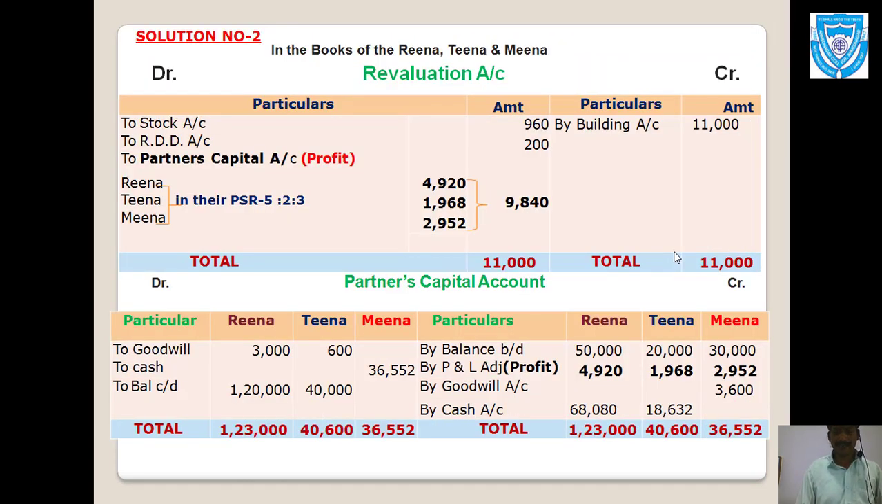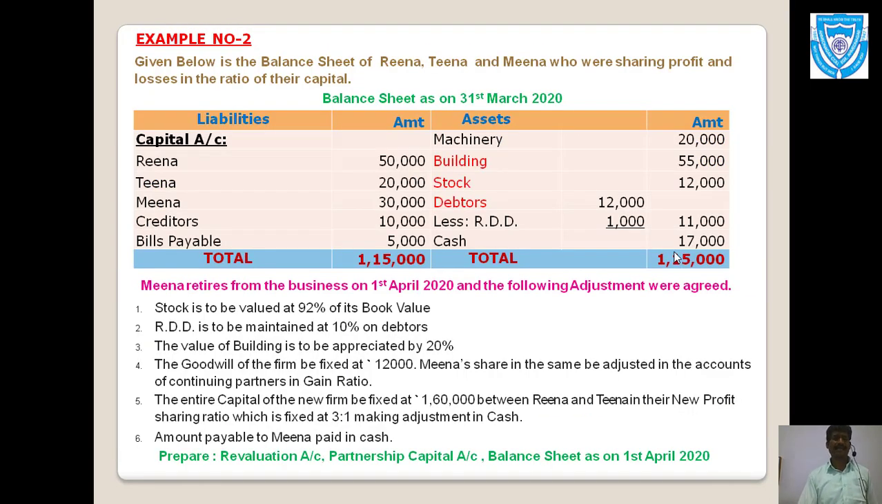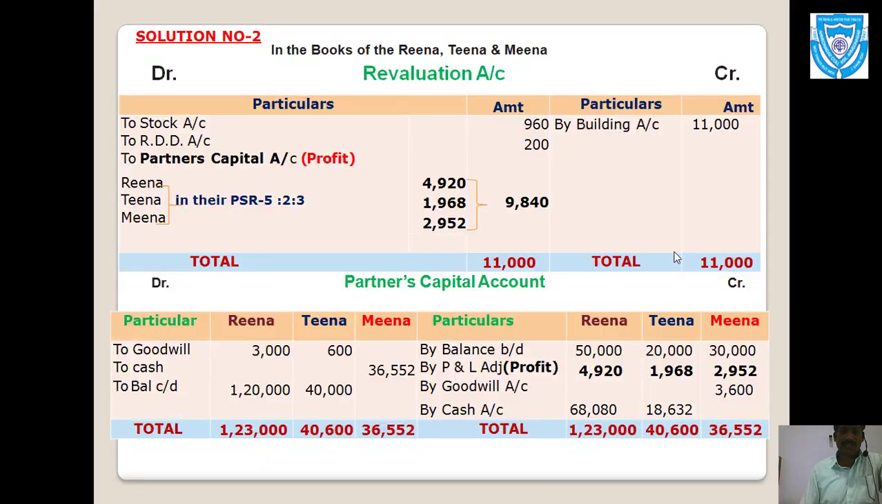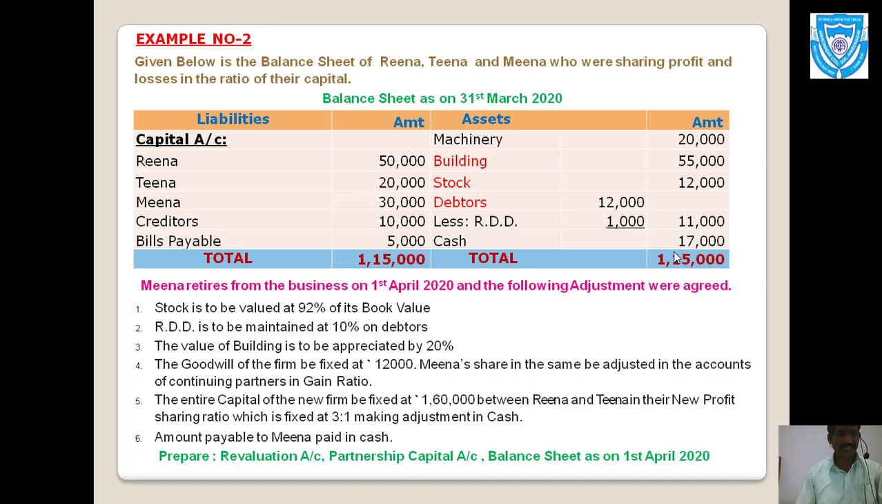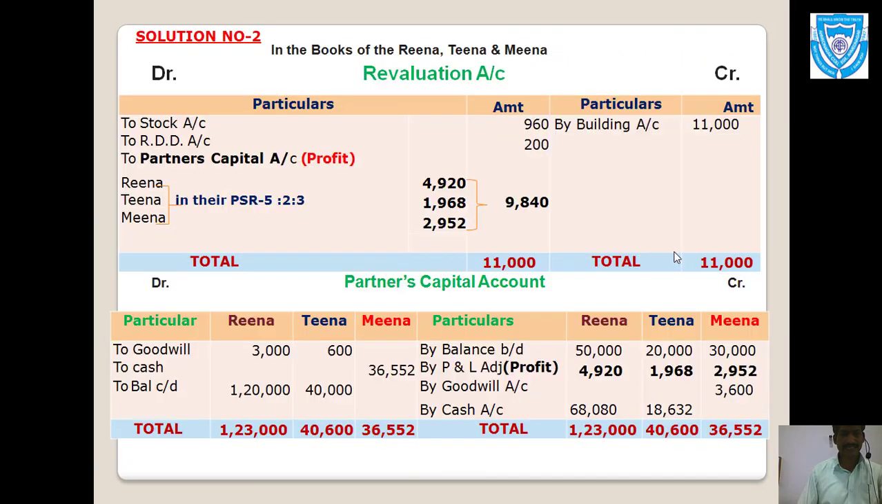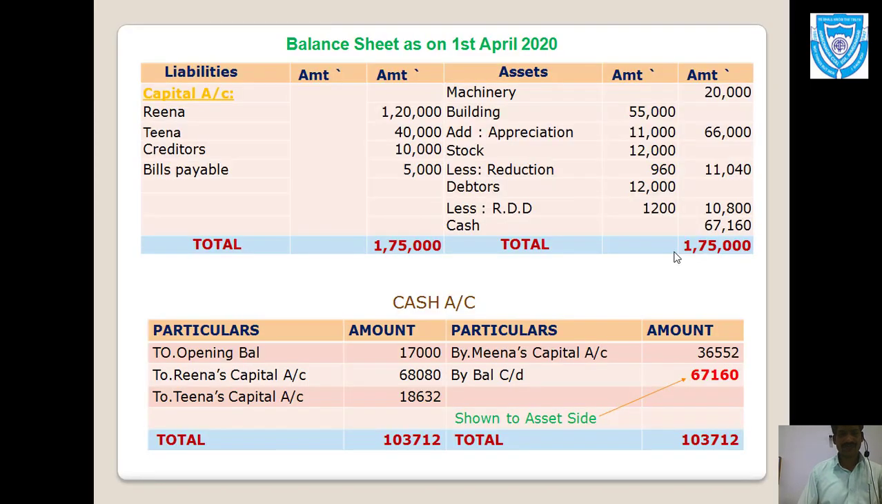So let us see now, prepare balance sheet. For that purpose, let us come again to the example. So take one by one. First we will take liability side, capital accounts. Now closing balances of capital account will be considered. Capital account on liability side, Rina, it is said that it is fixed to 1,20,000. Tina 40,000. Then creditors, there is no adjustment, so we'll take it as it is. Creditors 10,000, bills payable rupees 5,000.